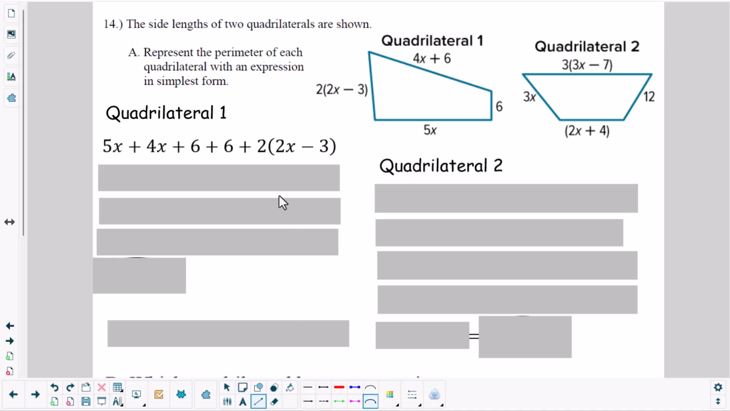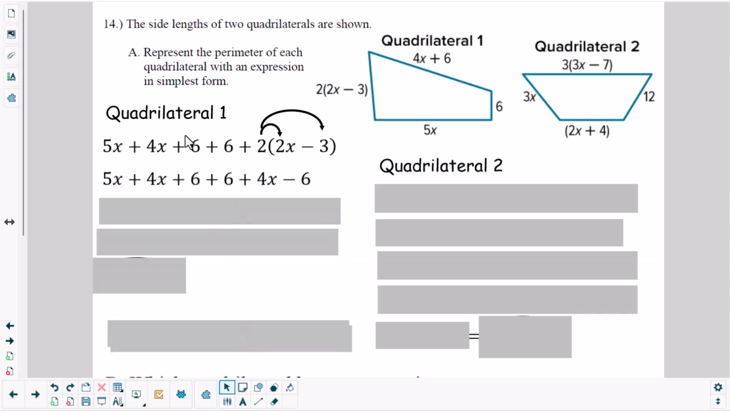Let's begin by distributing. So take 2 times 2x minus 2 times 3. So this will become 5x plus 4x plus 6 plus 6 plus 4x minus 6. 2 times 2x is 4x, 2 times 3 is 6. Now I'm going to rewrite this minus 6 as plus a negative 6, so the only thing that changed from here to here is minus 6 became plus a negative 6.